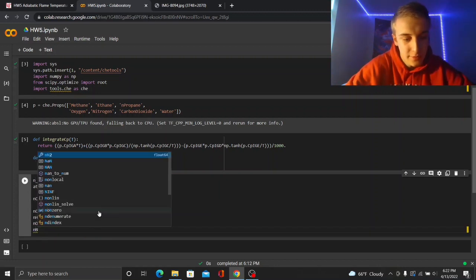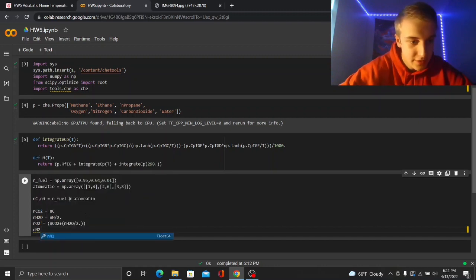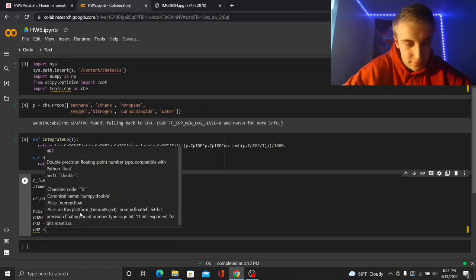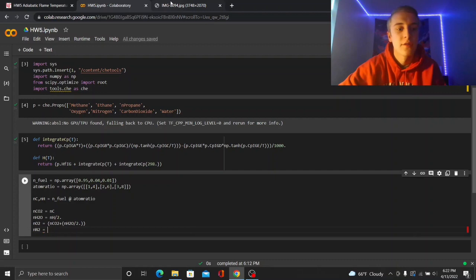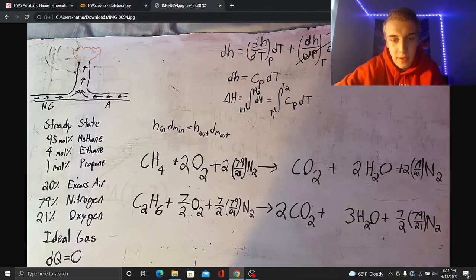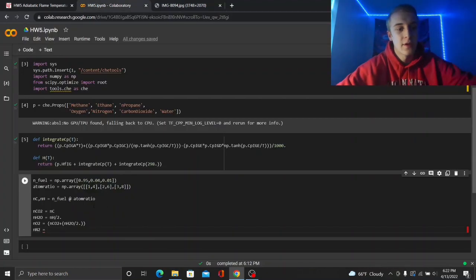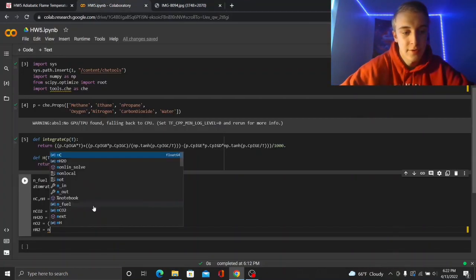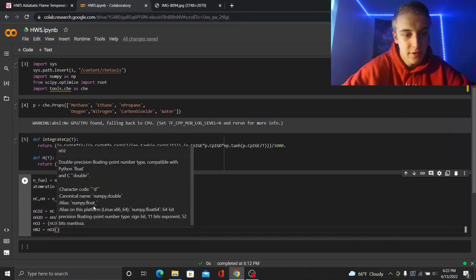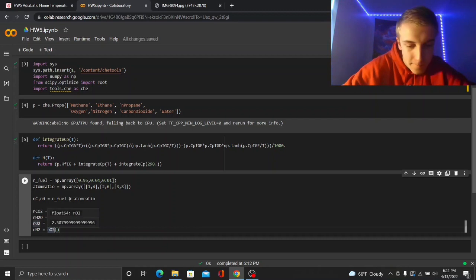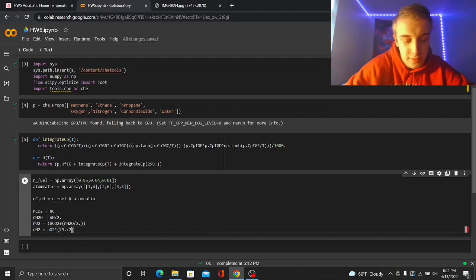And finally, our moles of nitrogen. So for nitrogen, all we really need to know is that it's in that 79 over 21 ratio to our moles of oxygen. So we can just do the moles of oxygen times 79 over 21.